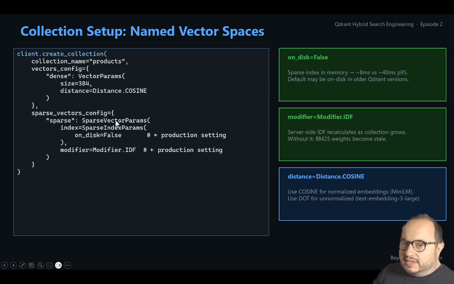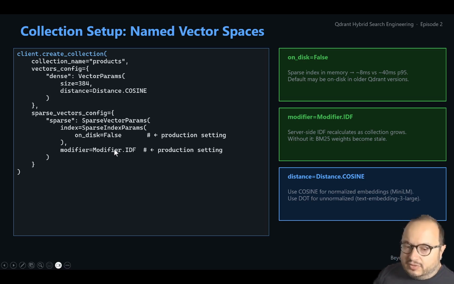Here is the collection creation code. I am going to walk through every parameter here. The collection has two named vector spaces, dense and sparse. This is Qdrant's multi-vector architecture. Each point can carry multiple named vectors, and you can search each independently or in combination.